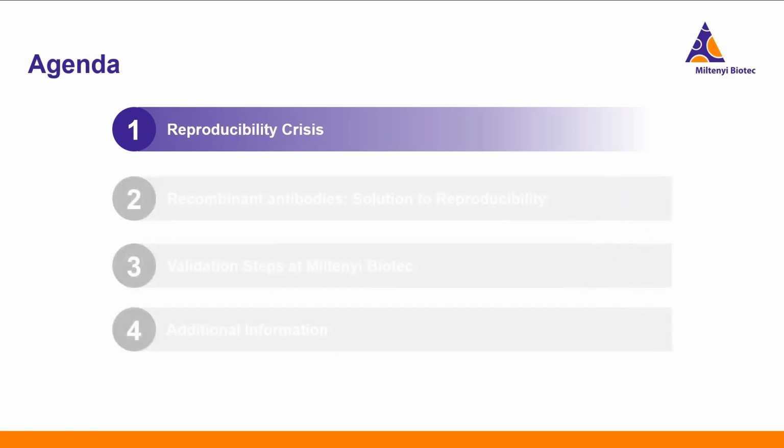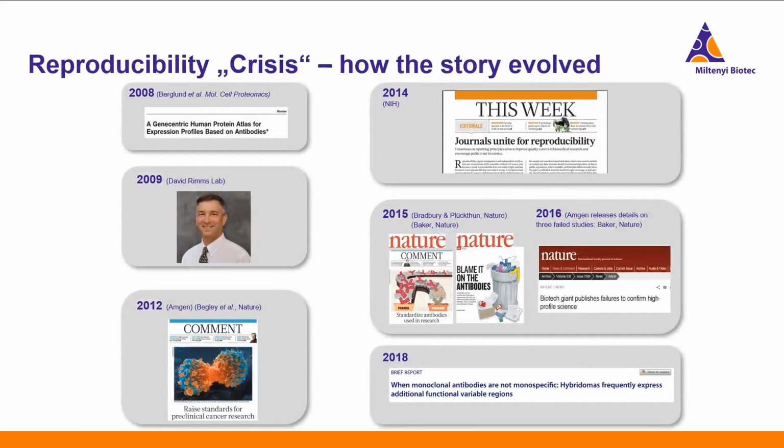All right, before we dive into the nitty-gritty details, let's address the elephant in the room, the reproducibility crisis. This is a hot topic in the scientific community, and it's essential to understand its implications before we move forward. So let's unpack what this crisis is all about and why it's causing such a stir. Let's take a closer look at what's been happening in the scientific community over the past decade.